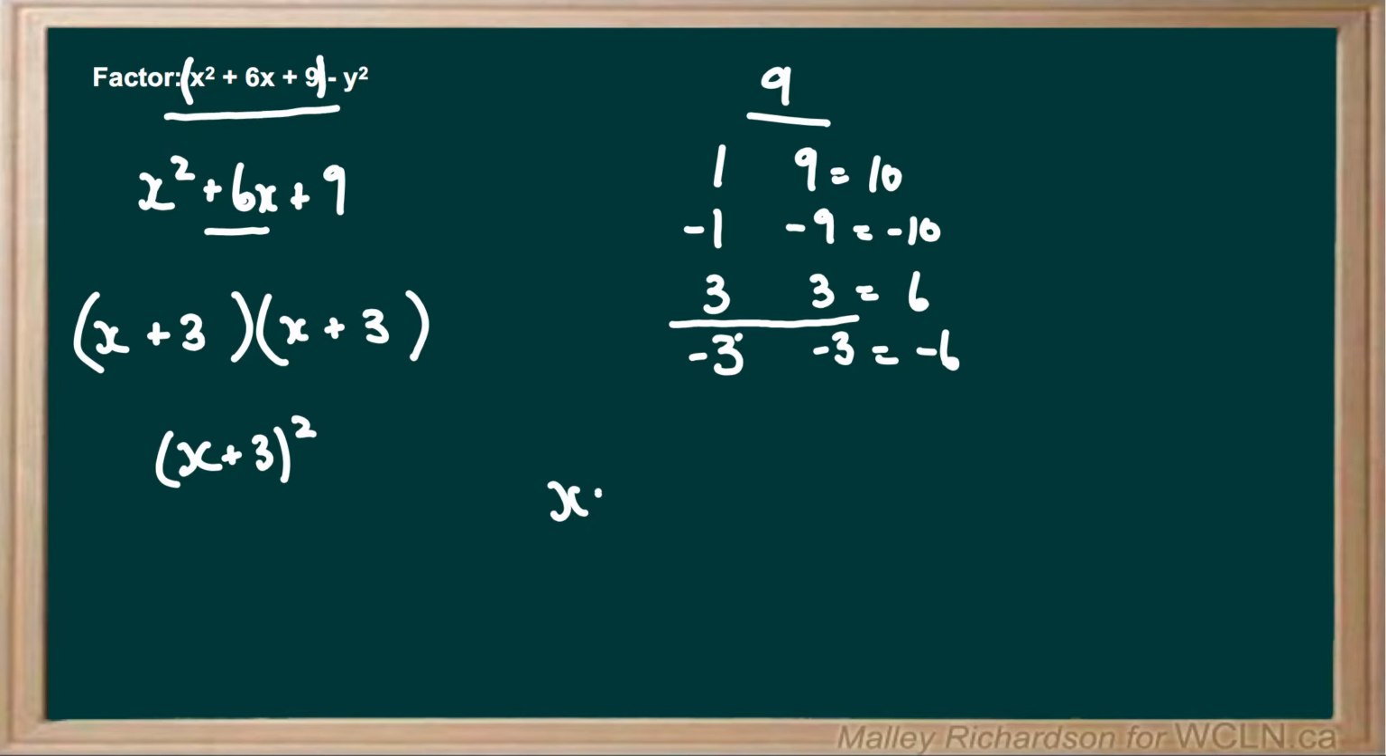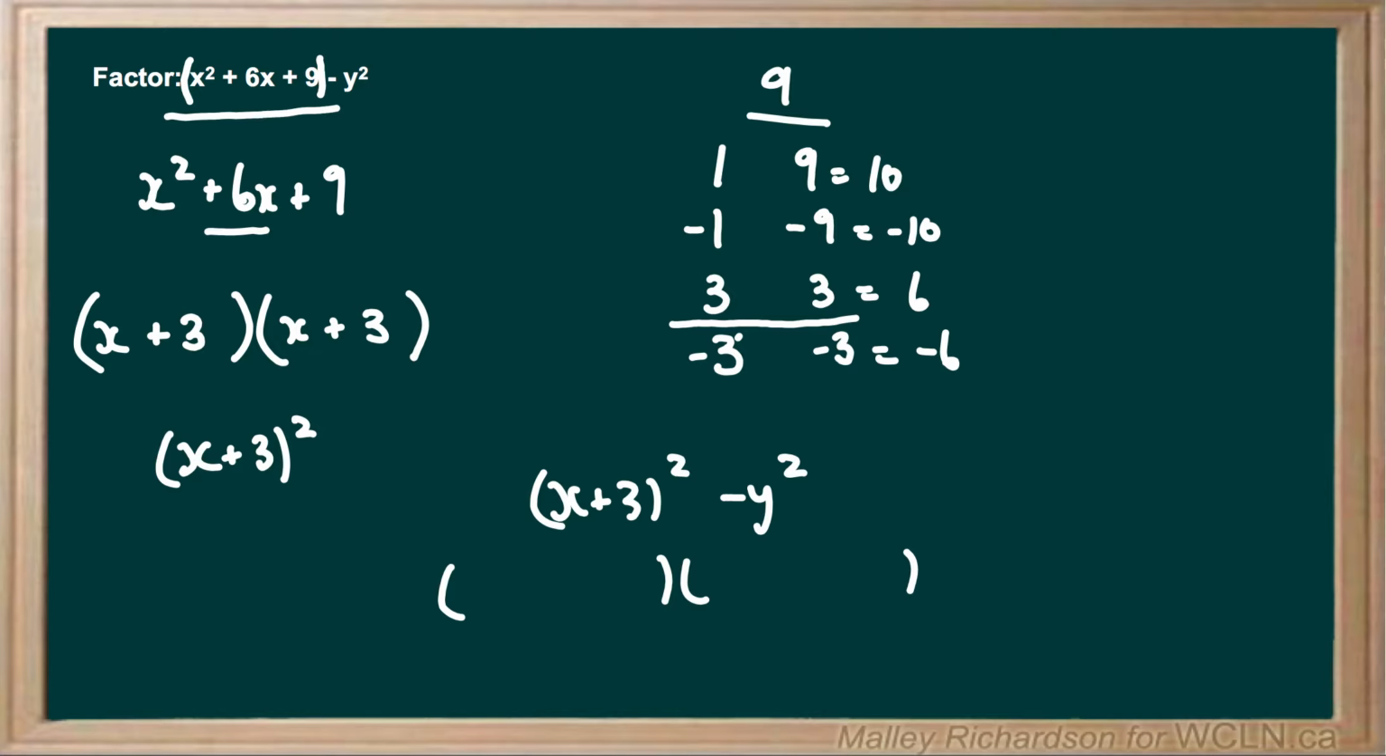So now we have x plus 3 all squared minus y squared. And as we can see, we have a difference of squares. We have x plus 3, which is squared, and we have y, which is also squared. And these two terms are related by a subtraction sign, which means that we can do difference of squares. So when doing a difference of squares, we again need two different brackets.